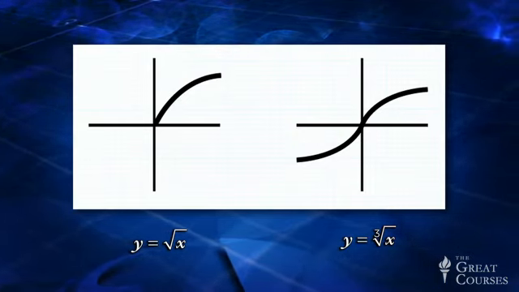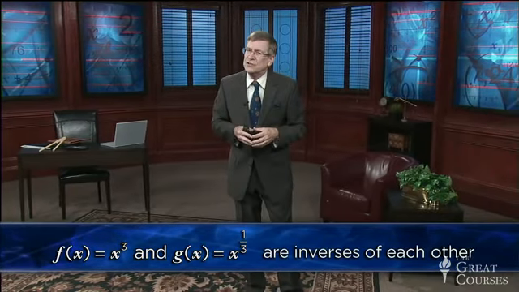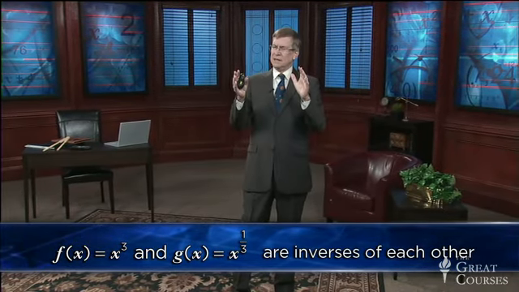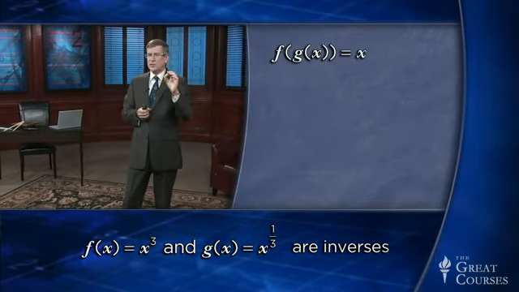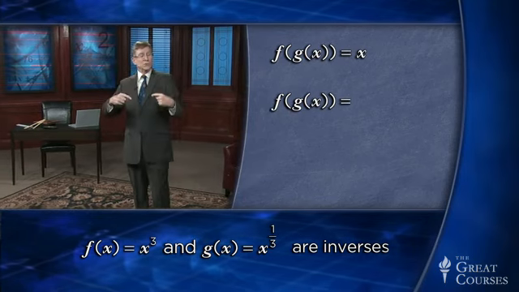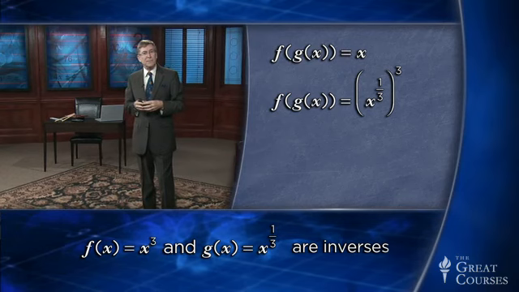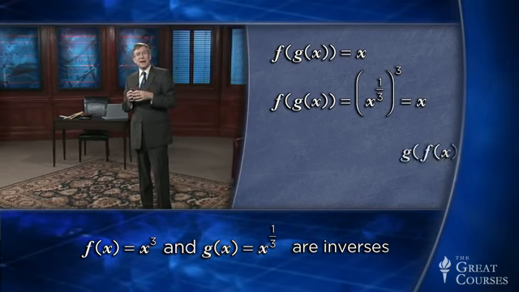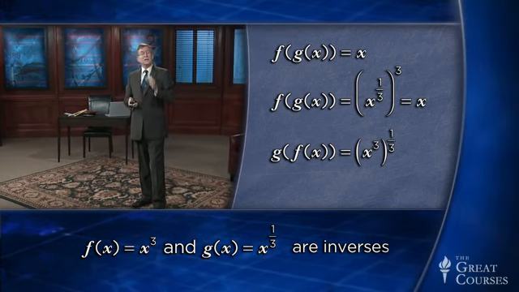One thing to point out here that I think is quite interesting, the cubing function f of x equals x cubed and the function g of x equals x to the 1/3 are inverses of each other. What does that mean? That means if you compose f of g of x, you end up with x. In other words, if you first take the cube root of a number and then cube that number, you come back to where you started from. And the same is true the other way. If you first cube a number and then take its cube root, you come back to the same number you started with.